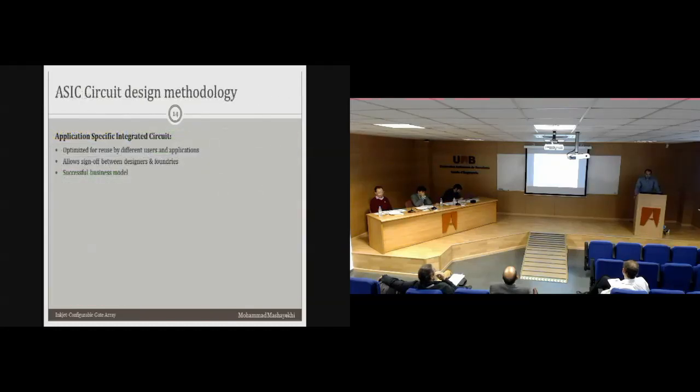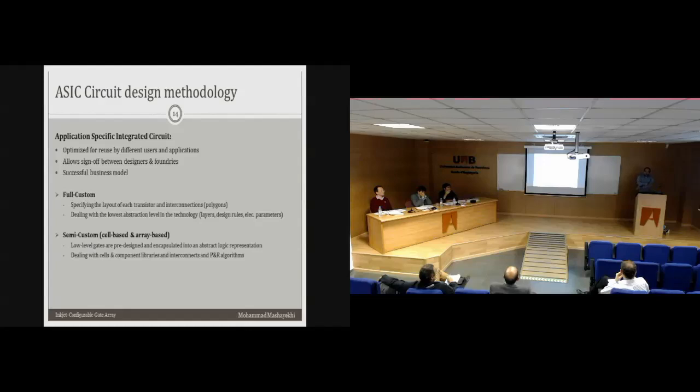Talking about circuit design methodologies, I'm bringing the concept of ASIC here, which is application-specific integrated circuit design, a design methodology that is optimized for reuse by different applications. It's a successful business model, and it allows sign-off between designer and foundries.